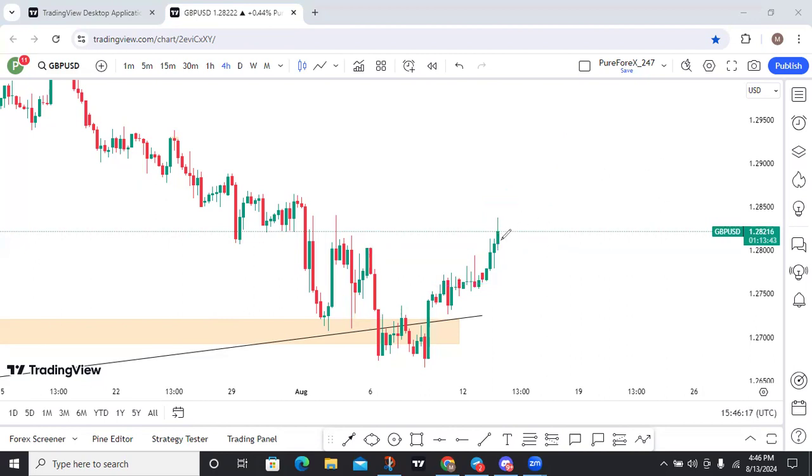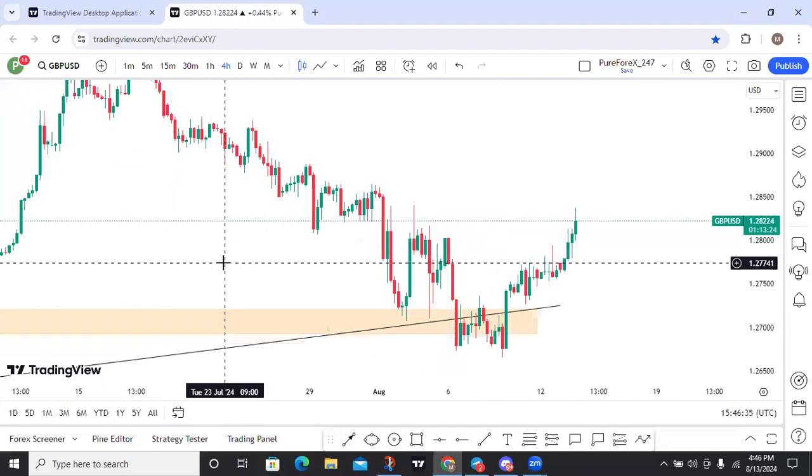However, now that the Dow theory has been breached, what you are going to wait for is that the market can continue to push. So we are waiting for a retracement back down. Then you look for confirmation to start placing your buy orders. So this is a quick analysis on GBPUSD.